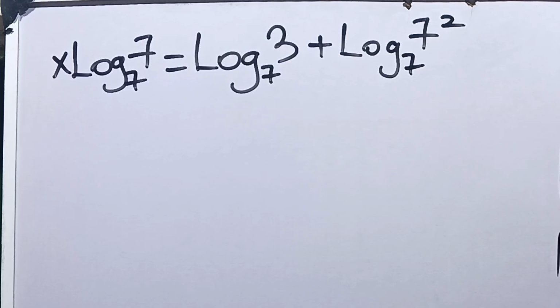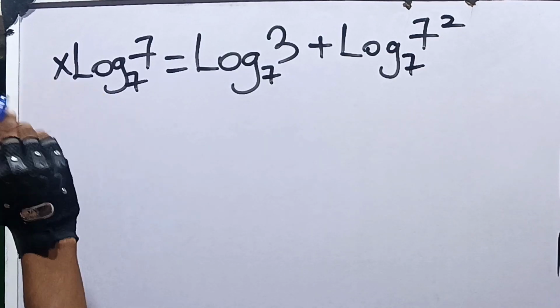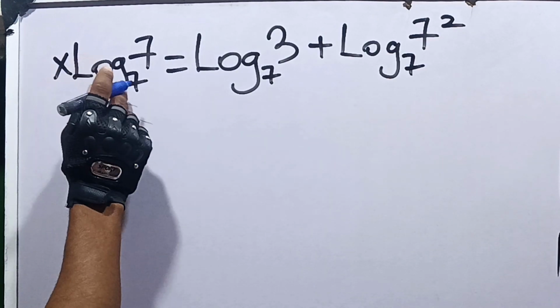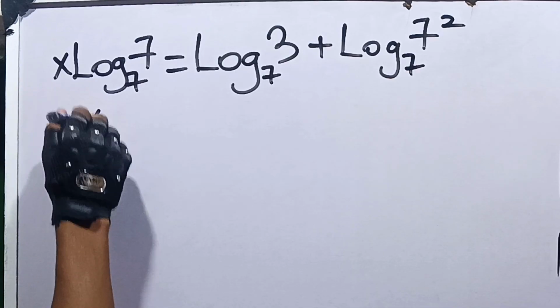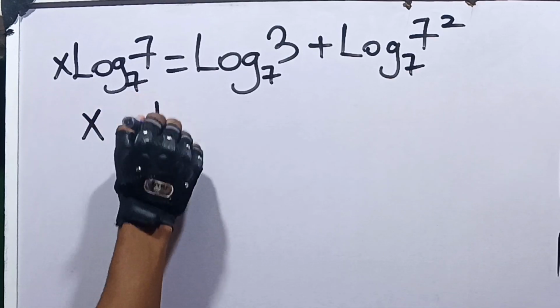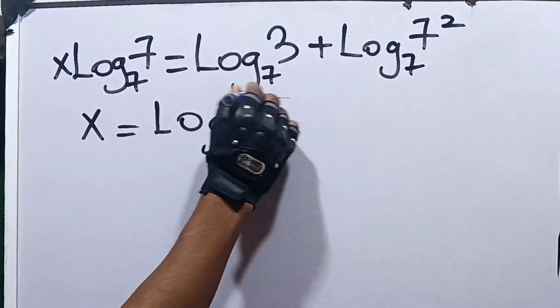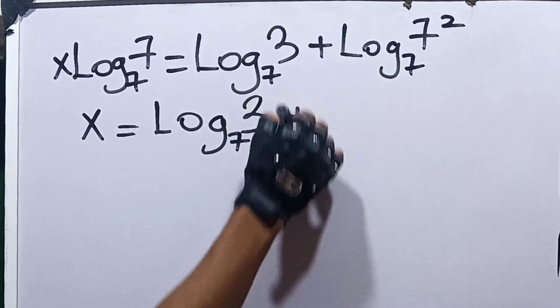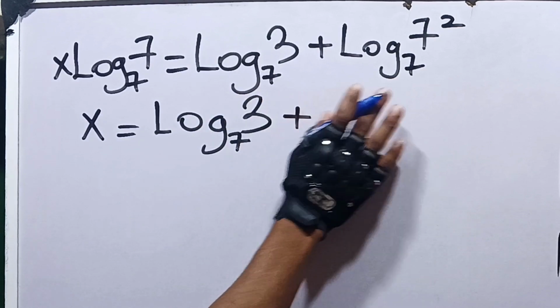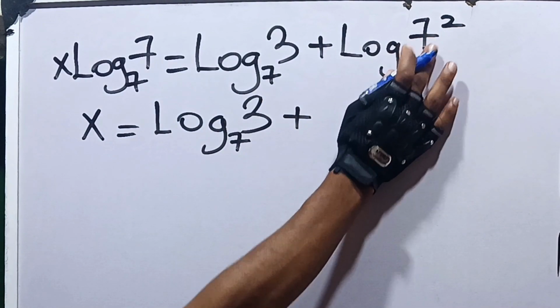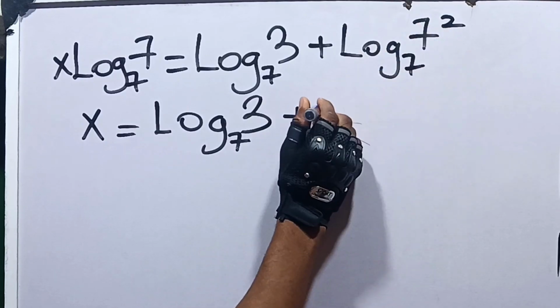Moving on from here, log of a number to its own base is 1. So log of 7 to base 7 will give you 1. 1 times x is x, to be equal to log of 3 to base 7 plus, now, for log of 7 squared to base 7, when you have this, you multiply the power.